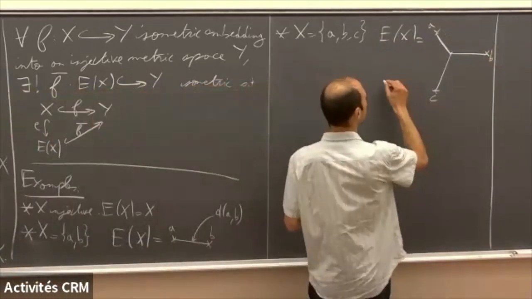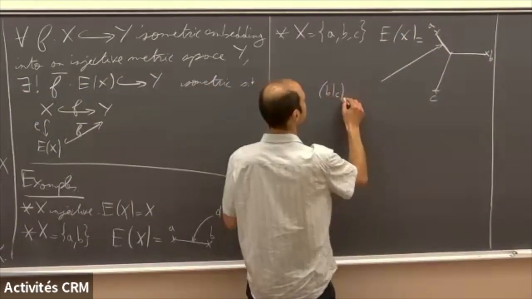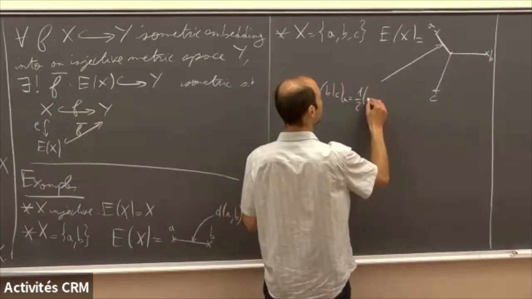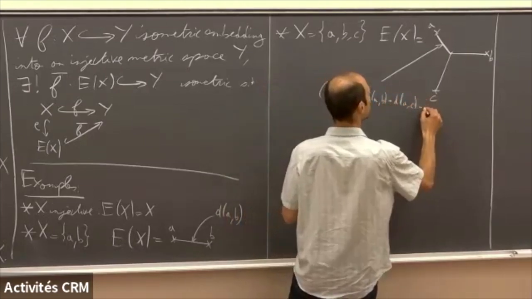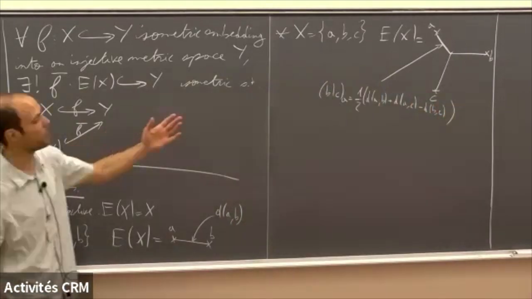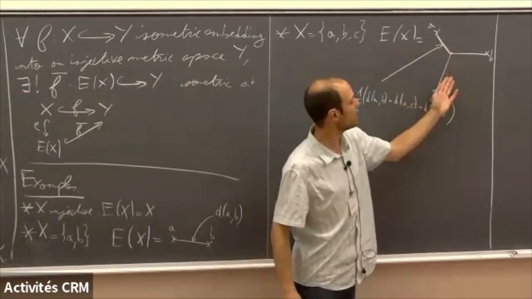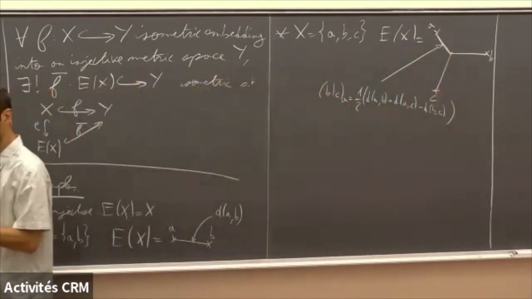Well, there's a canonical way, which is given by the Gromov product. It is half of the distance between A and B plus the distance between A and C minus the distance between B and C. In fact, if you look at this property, it tells you that if you take any three points in a space which is already injective, it has a median.